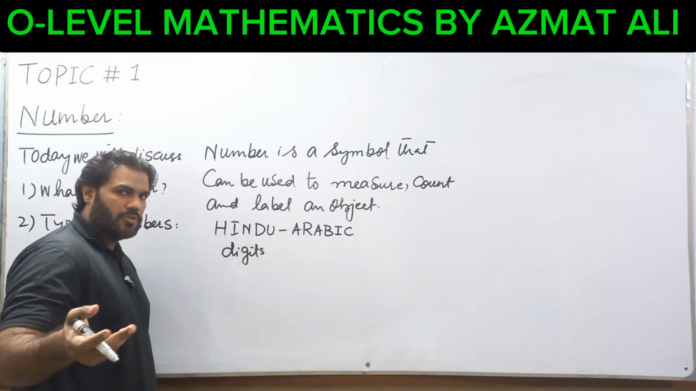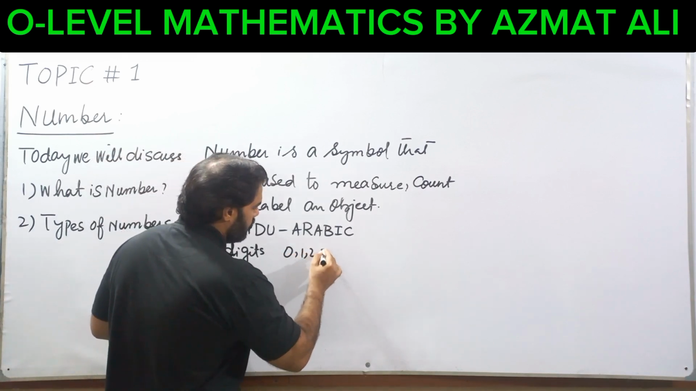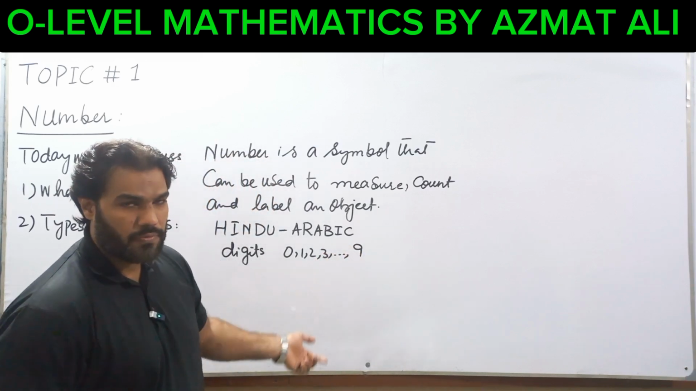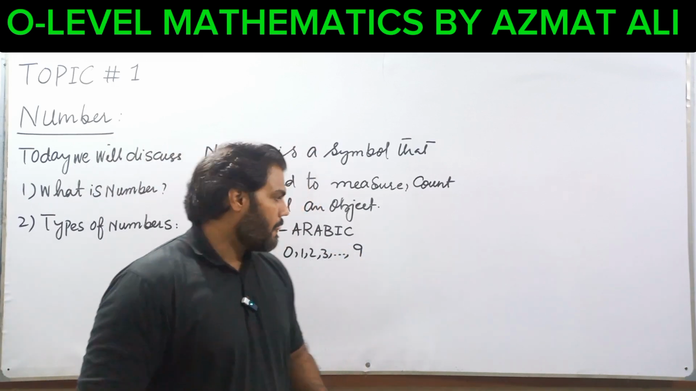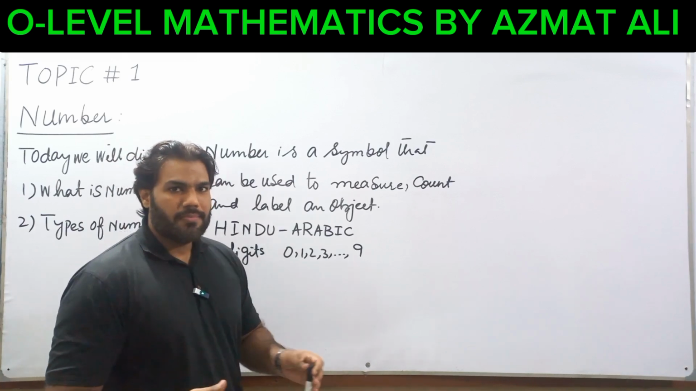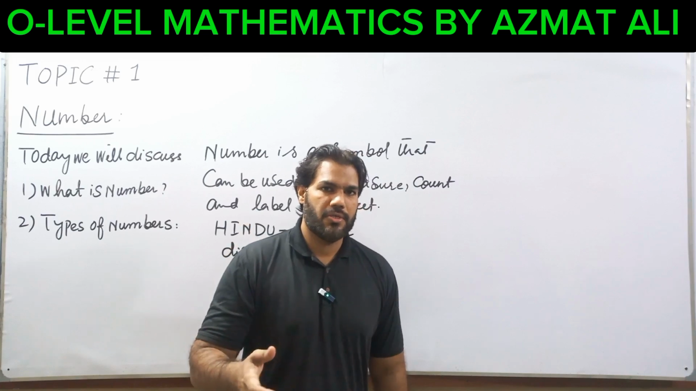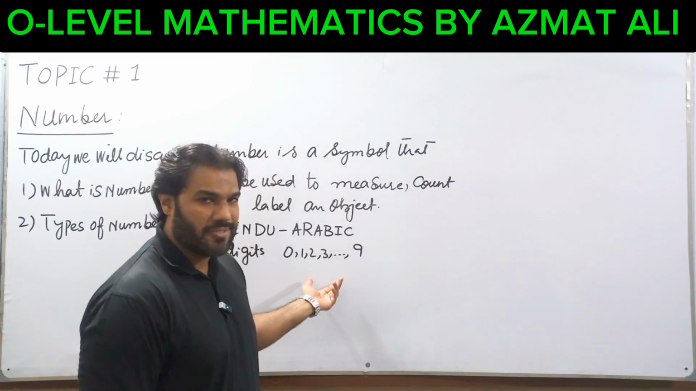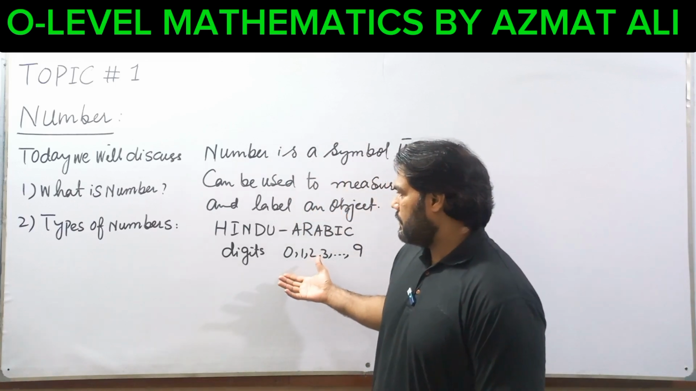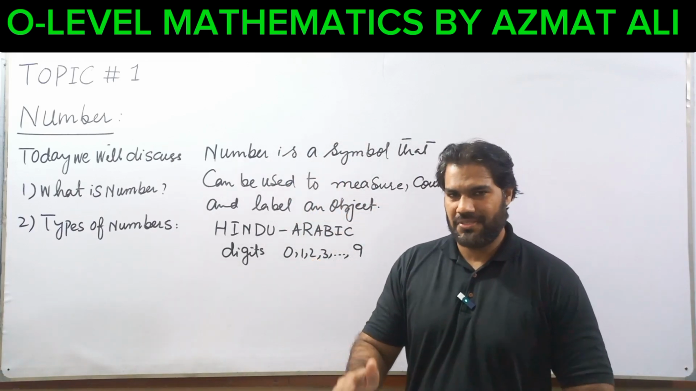And those digits, you are very familiar with: 0, 1, 2, 3, and so on up to 9. So these are the 10 symbols from 0 to 9 that are the base of the Hindu-Arabic number system. All the numbers of 2 digits, 3 digits or any number of digits can be formed by the combination of these digits. So this is the definition of a number, and this is the concept of the number system.